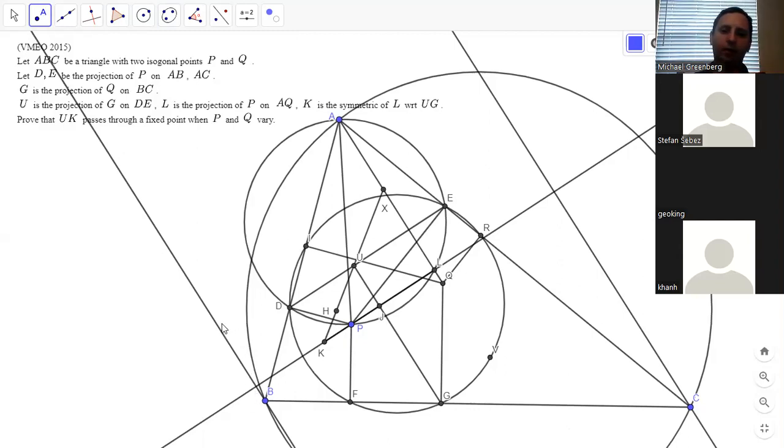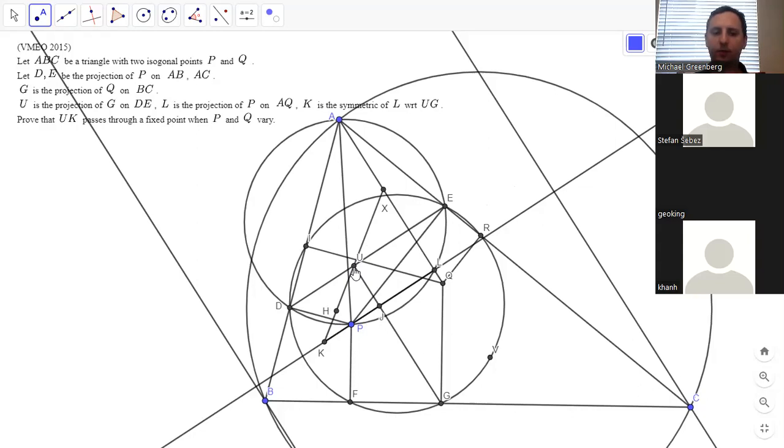Okay, so that solves the problem, right? No, it only shows that X, U, and K are collinear. But by the lemma you said earlier, X and H both lie on that radical axis, right? Yeah, but we don't know if XH and XUK are the same line. So we need to show that U lies on that radical axis.